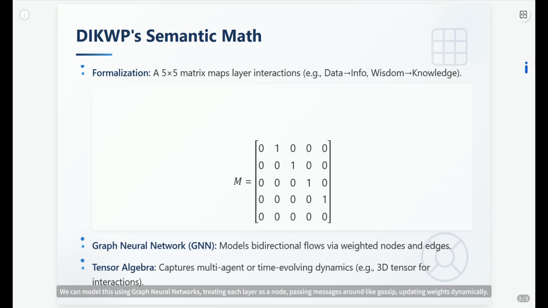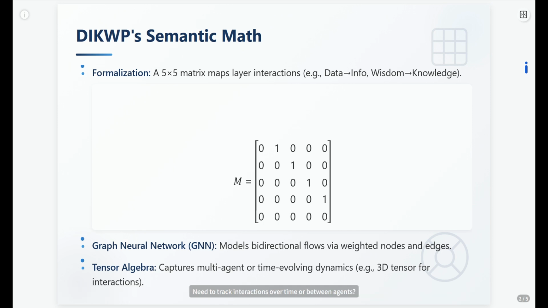We can model this using graph neural networks, treating each layer as a node, passing messages around like gossip, updating weights dynamically. Need to track interactions over time or between agents? Enter tensor algebra. A 3D tensor, for instance, captures who sent what, to whom, and the semantic content. And finally, semantic topology helps us visualize the structure, how tightly knit these semantic units are. It's about mapping the flow of meaning.